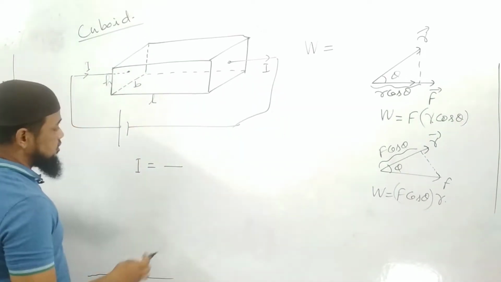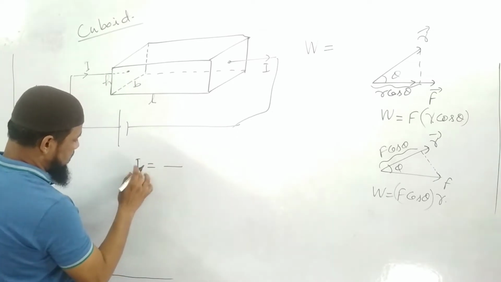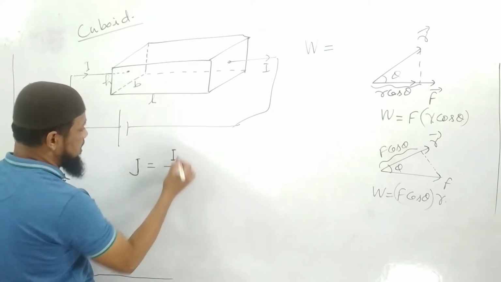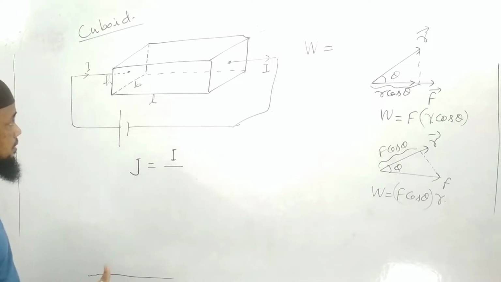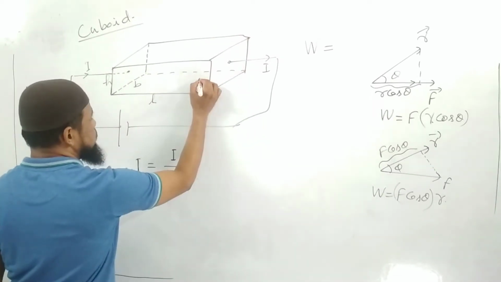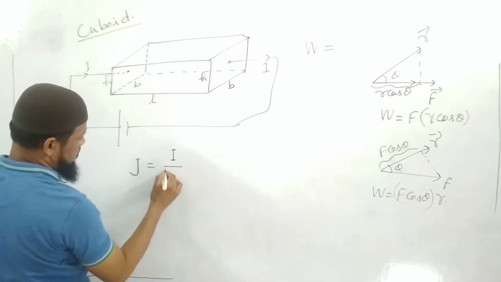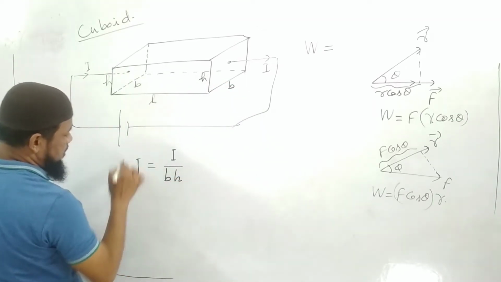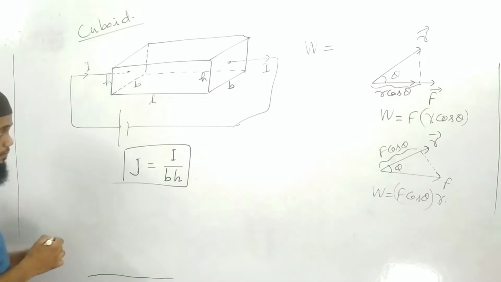So here current density, we want current divided by cross-sectional area. What is the current? I. What is the cross-sectional area? It is the cross-section the current is passing through. Cross-section is what? Breadth into height. So B into H. This is current density.